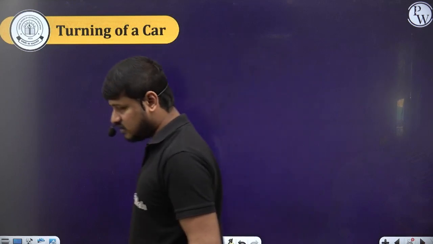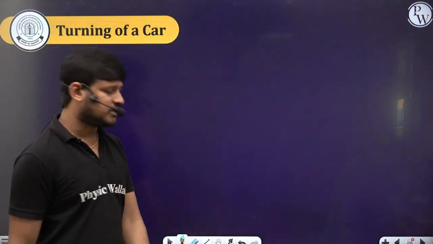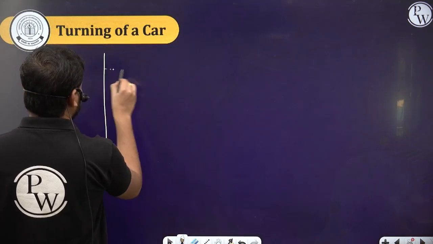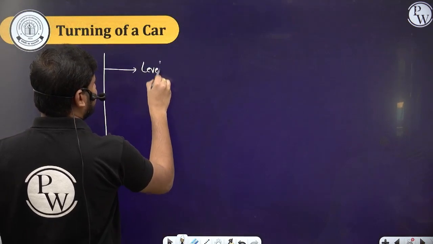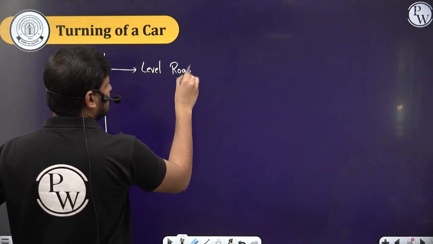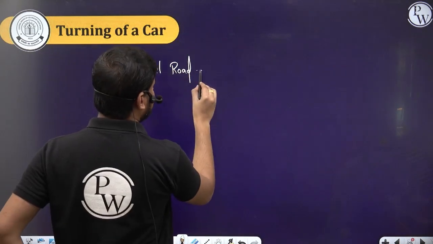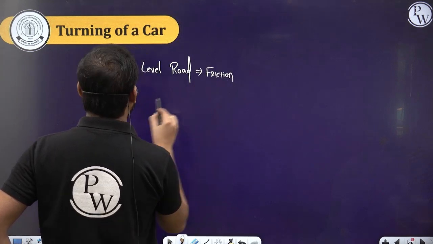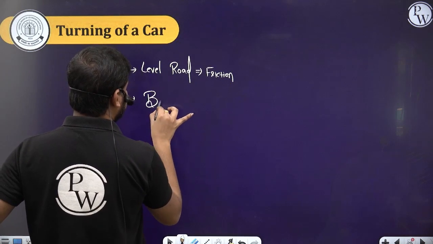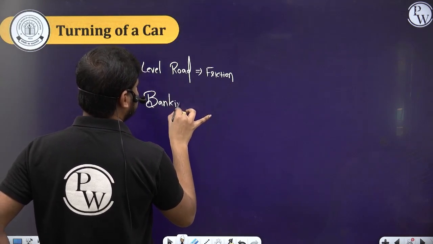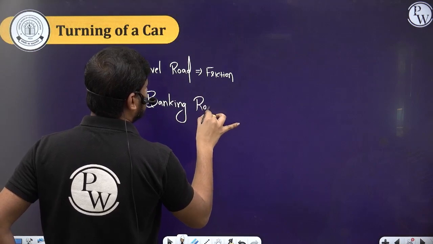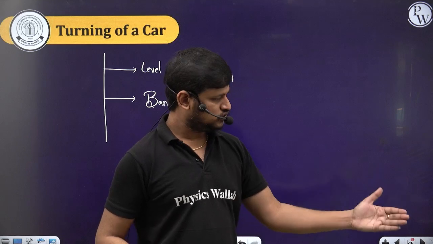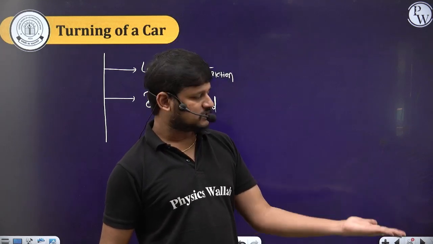So then the turning of the car. There are 3 cases of turning of the car, so we are going to discuss. First, on the level road, if the road is flat, the only force that acts is the friction force. And then on the banking road, like at the turnings, suppose you are taking the right turn, so here the left side, the road will be somewhat high.